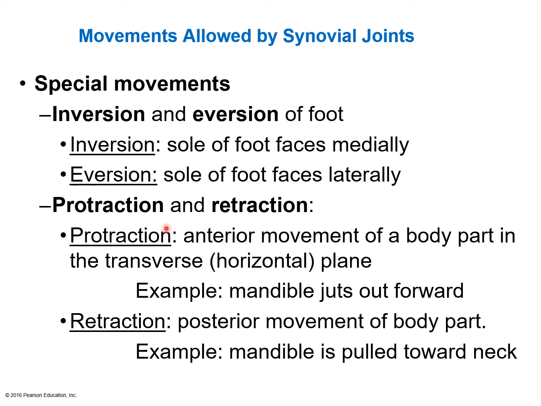Protraction and retraction. We mainly use these terms in relation to movement of the temporomandibular joint, so the mandible. Protraction is when the mandible, the bottom, is kind of like taking your bottom teeth and jutting them out forward beyond your top row of teeth. You're basically having an anterior movement at this joint. Retraction is the opposite. In the example of the mandible, we're going to be pulling the mandible backward towards the neck.